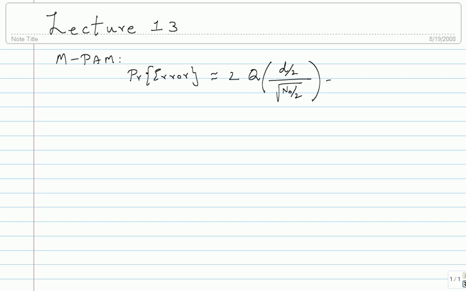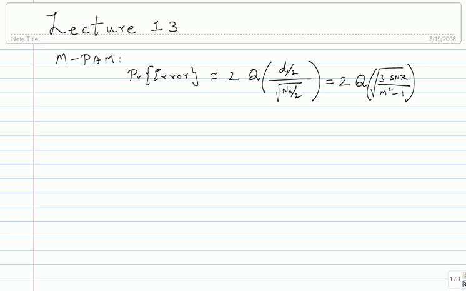Once you define that SNR, this works out to be Q what? Square root of 3 times SNR divided by M squared minus 1. So that's how the probability of error worked out for us. And then we defined a normalized SNR. It was just for convenience, but we saw this is a good enough approximation. It's not a very bad approximation at all, and it works out very well.